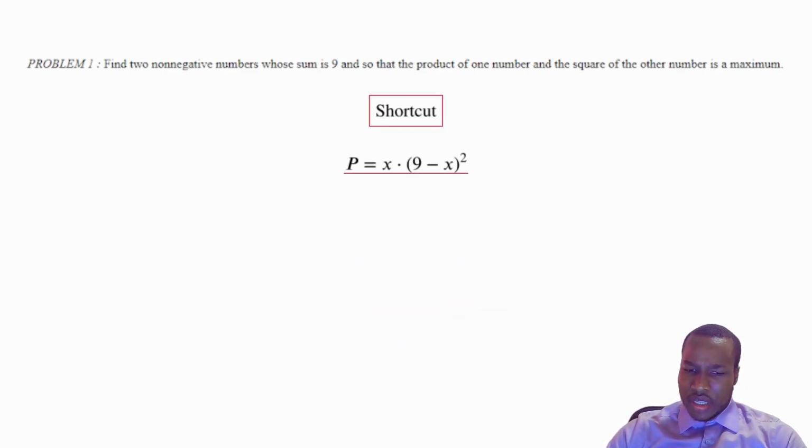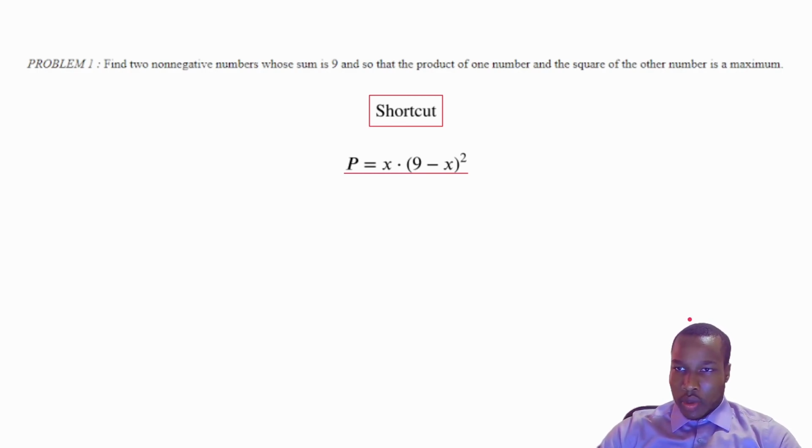Now, this isn't very convenient to work with, as we have a lot of different terms, so as a shortcut, you can just say p is equal to x times 9 minus x squared. Now this will be useful when it comes to solving the problem. Keep in mind that the question states that the product of these numbers must be a maximum.